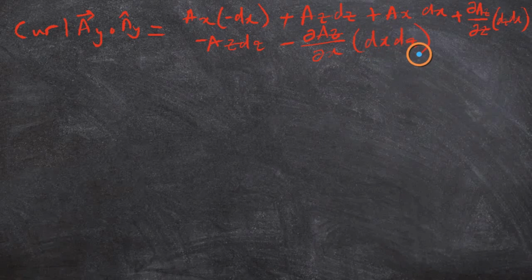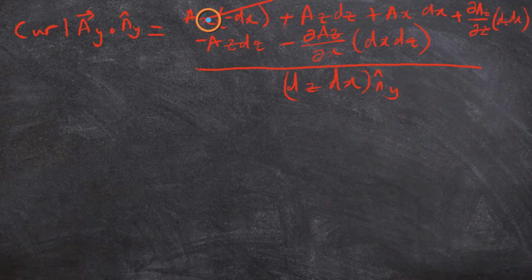And again, we see certain things will cancel out, so maybe let's take all that, divide that by dz dx in the ny hat direction. We could have put the direction not necessarily at the bottom, but outside the whole fraction. Okay, then we see certain things will cancel out over here immediately. So that Ax negative dx will cancel out with that Ax dx over there. The Az dz will cancel out. The dx dz will cancel out both at the top and at the bottom as well.